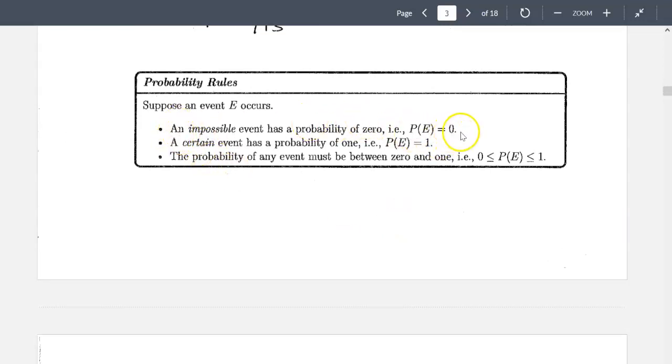A probability equal to 0 means something will never happen, it's impossible, and a probability equal to 1 means the event will certainly happen. Now remember, the most important rule for probability is that probability has to be between 0 and 1.